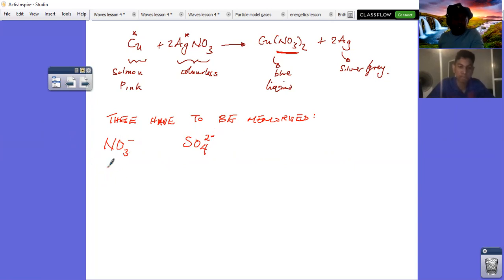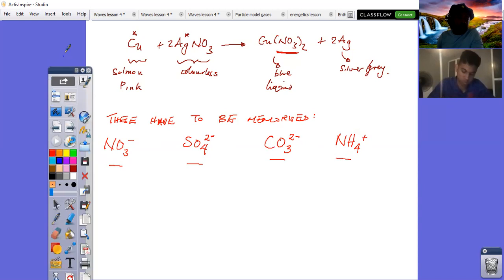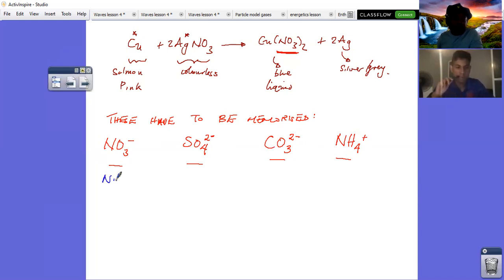So nitrate, sulfate, and you've got another one, which is a carbonate, which has got a charge of CO3 2 minus. And then you have ammonium, which is NH4 plus. These you absolutely need to memorize. So that's a nitrate ion, sulfate, carbonate, ammonium.